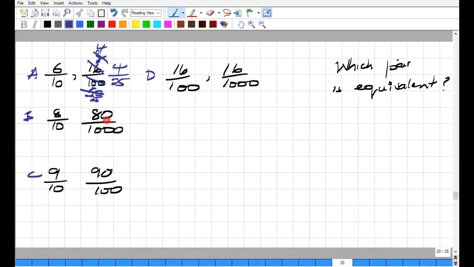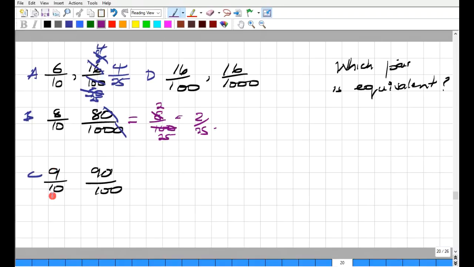Okay, let's look at 8 tenths and 80 over 1,000. I could say 0 cancels 0, which is the same as saying the numerator divided by 10 and the denominator divided by 10. I end up with 8 over 100. Again, I could say 4 into 8 goes 2 times, 4 into 100 goes 25 times. I end up with 2 over 25. Now, 8 tenths and 2 over 25, not equivalent. 6 tenths and 4 over 25, not equivalent.